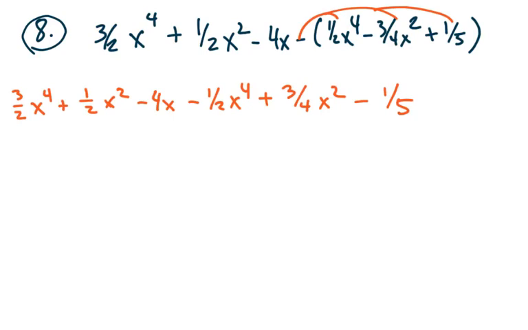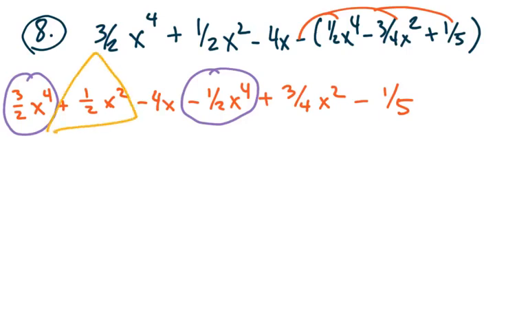Alright, let's match them up. So x to the 4th, negative x to the 4th, 1/2 x squared, 3/4 x squared, negative 4x, and then we have negative 1/5.